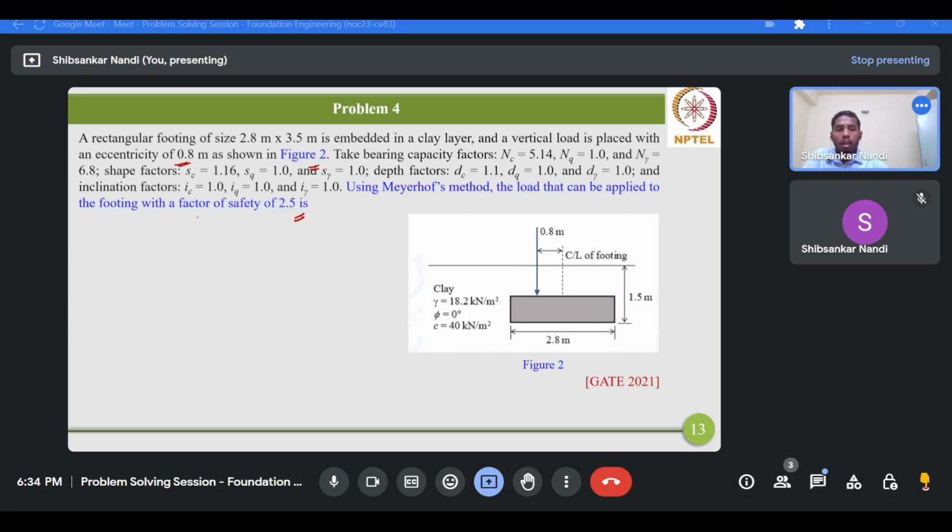So one fundamental difference for this problem with the previous problem is that in the previous problems we have seen that there is no eccentricity of the load which is coming from the column or the superstructure. But in this problem, an eccentricity of 0.8 meter is observed. So you have to accordingly consider the concept of useful width. Okay.